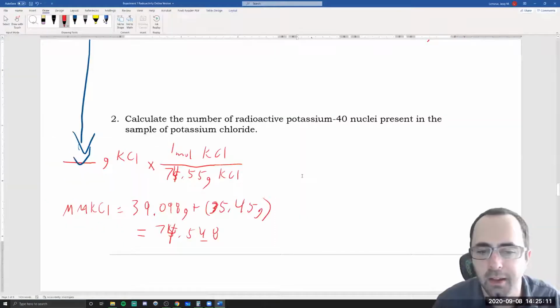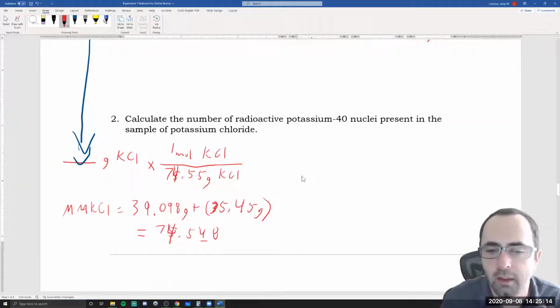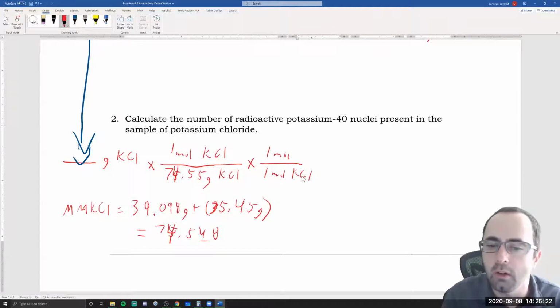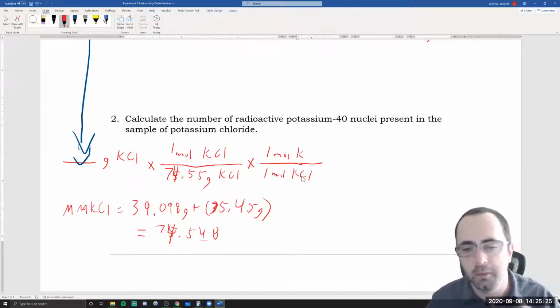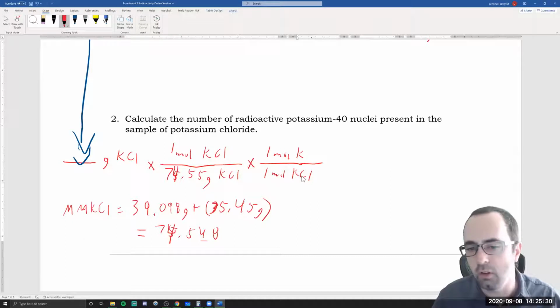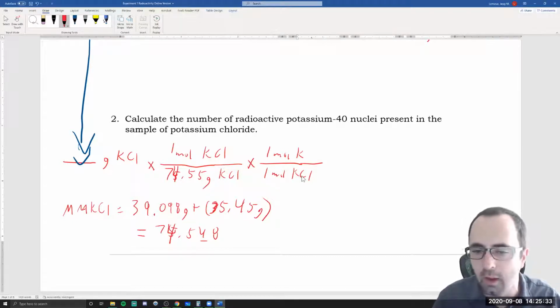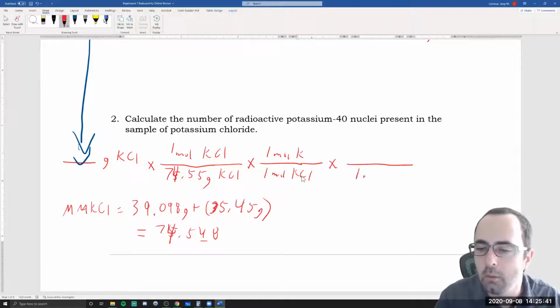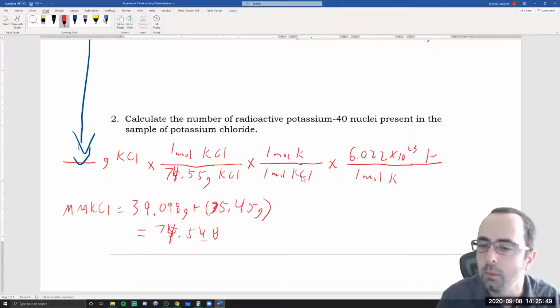Appreciate that. Okay. So now we've got the moles of KCl, and we can see from the formula that in 1 mole of KCl, we have 1 mole of K atoms. Now we could also convert this to the number of K atoms first, and then say there's 1 K atom per KCl. That's fine too. But at this point, we want how many potassium atoms we have. A mole of potassium, or a mole of anything, is 6.022 times 10 to the 23 of those things. Here we're talking about K atoms.